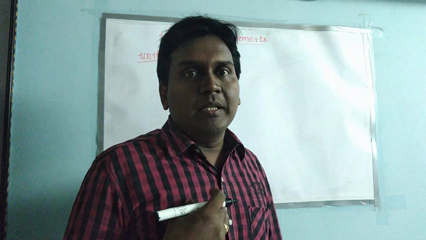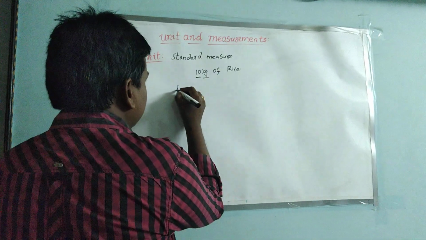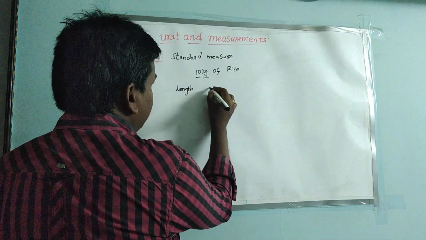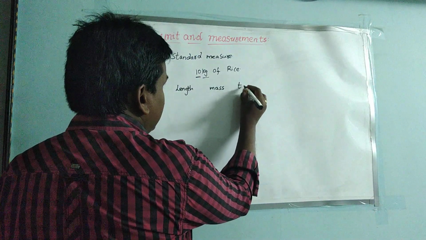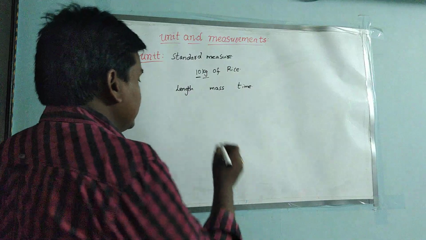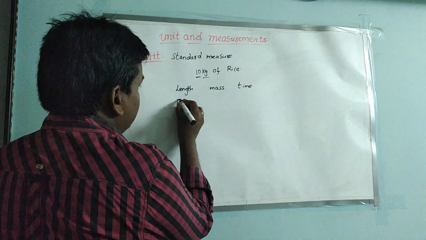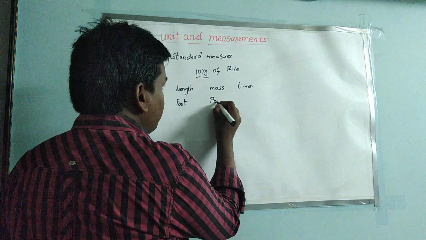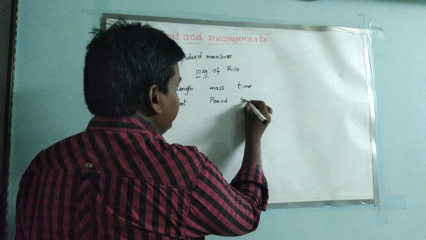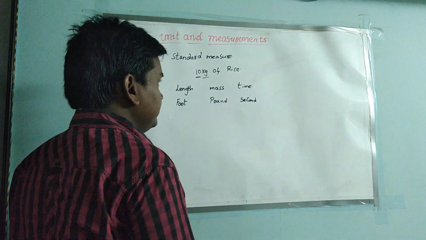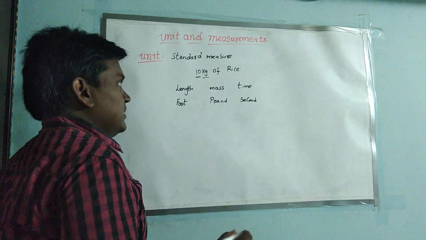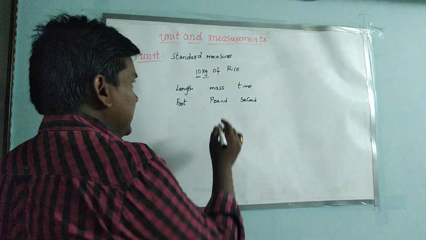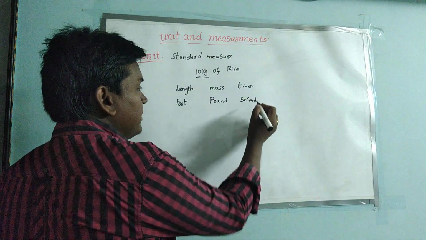Next, consider the units given for different countries. First, consider length, mass, and time. In some countries, they use the foot as the measurement for length, the pound for mass, and the second for time. Foot, pound, second.